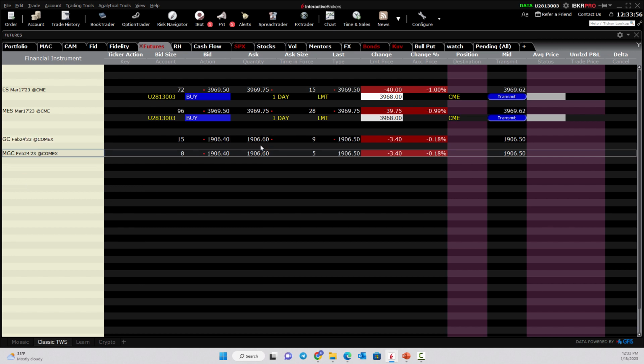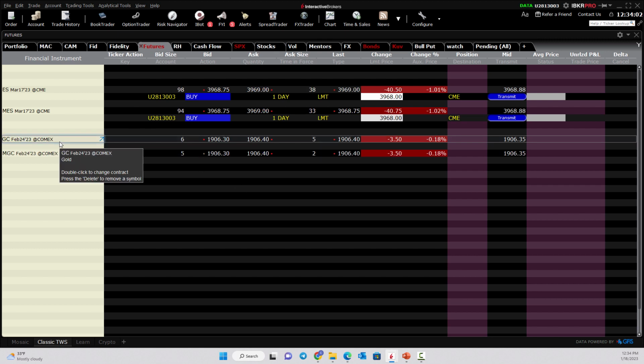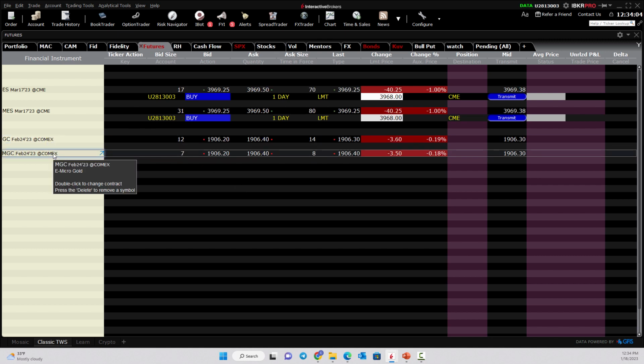Notice once again, they trade pretty much in lockstep because they're the same thing. They're just different sizes. This is essentially like 100 shares to 10 shares, right? This is 1/10 the size. You'll notice the symbol's the same with just the M on the front. That's usually how the micros work, is they simply put an M in front of the symbol, and now you're trading the micro future. So I could buy or short this.